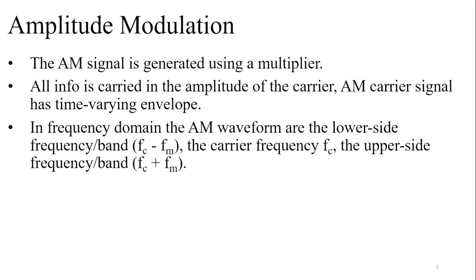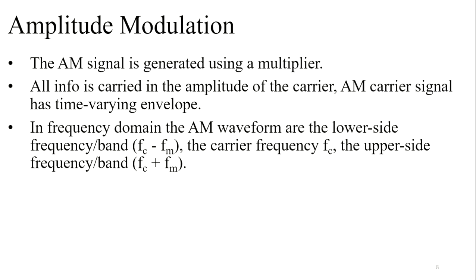Next, the amplitude modulated signal is generated using a multiplier. The multiplier combines the message signal and the carrier signal. Then all the information is carried by the amplitude of the carrier. The AM carrier signal has a time varying envelope, meaning it varies instantaneously according to the amplitude.